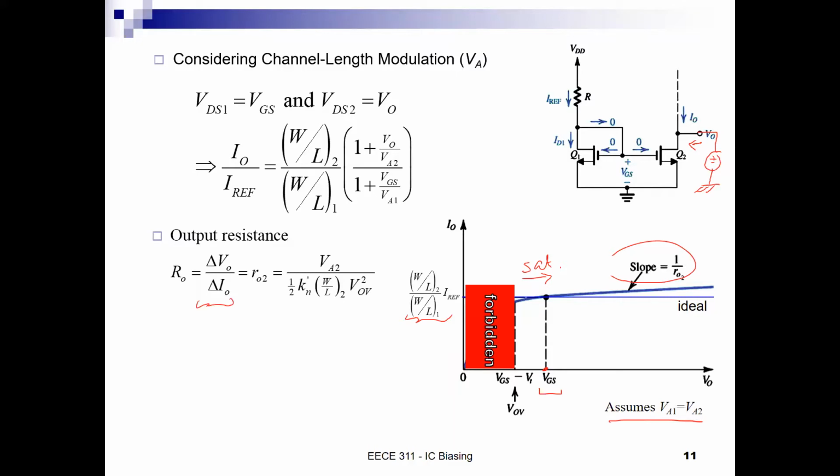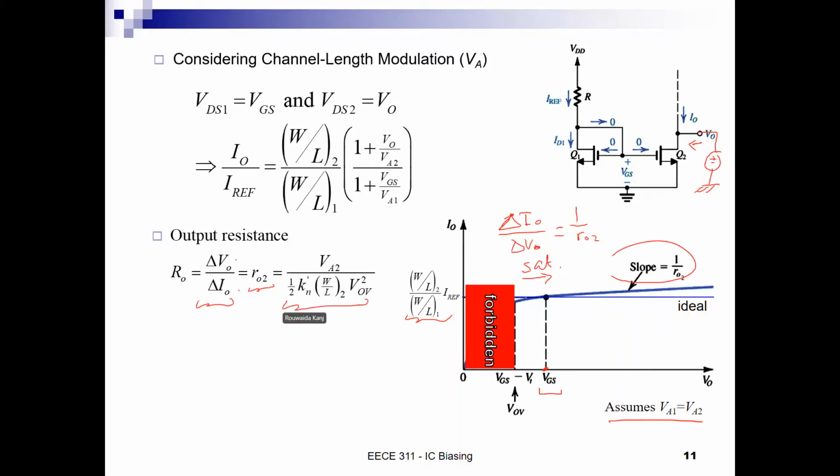But now we know that delta IO from this circuit, in this non-forbidden region, over delta VO is equal to what over delta VO? 1 over RO2. So therefore, delta V over delta I is RO2, which is the RO of device Q2. And we already know how to derive it.